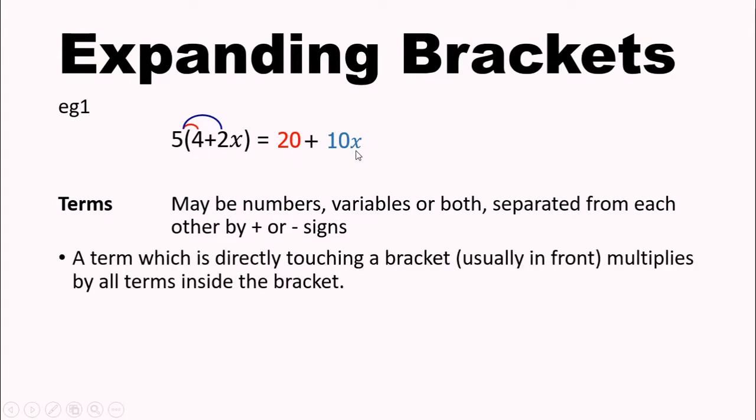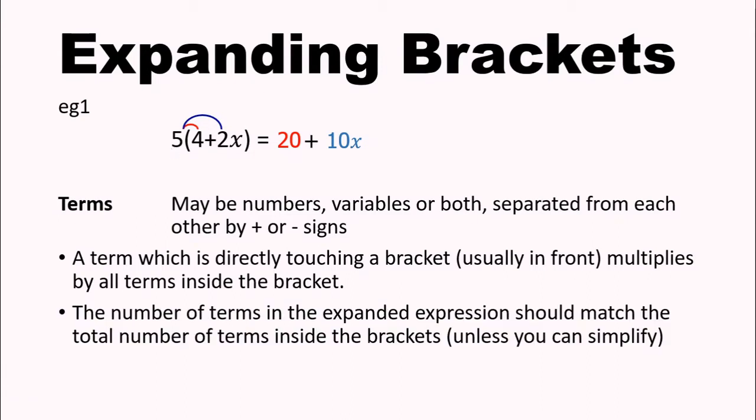A term which is directly touching a bracket, usually in the front, multiplies by all terms inside the bracket, as we've just seen here. The number of terms in an expanded expression should match the total number of terms inside the bracket, unless you can simplify. So as you see inside the bracket here, I had 2 terms, and when I multiplied the 5 through, I ended up with an expression again with 2 terms.